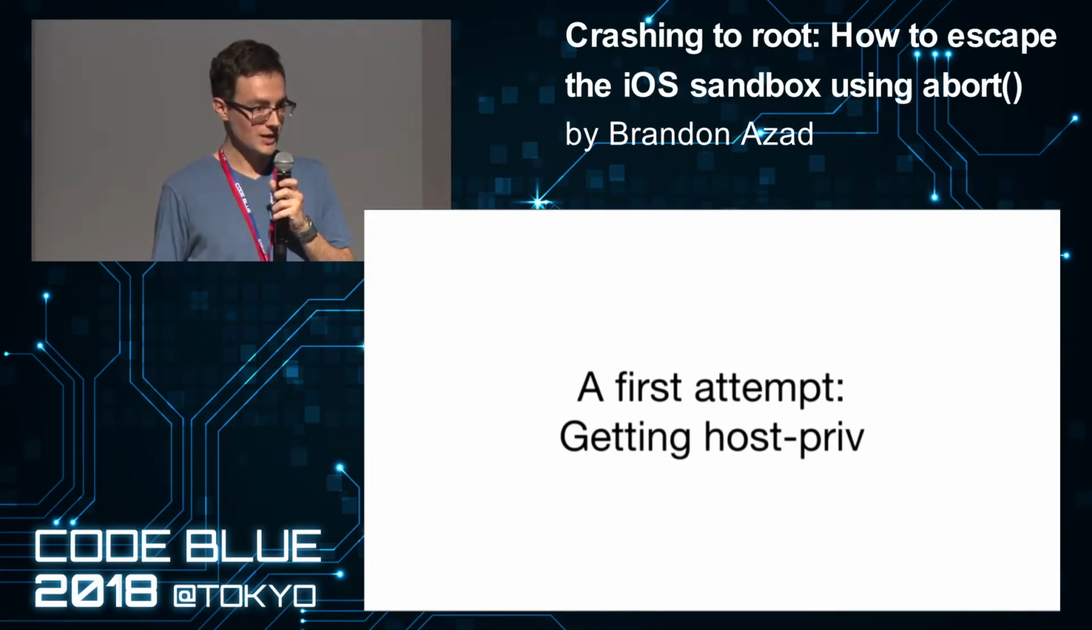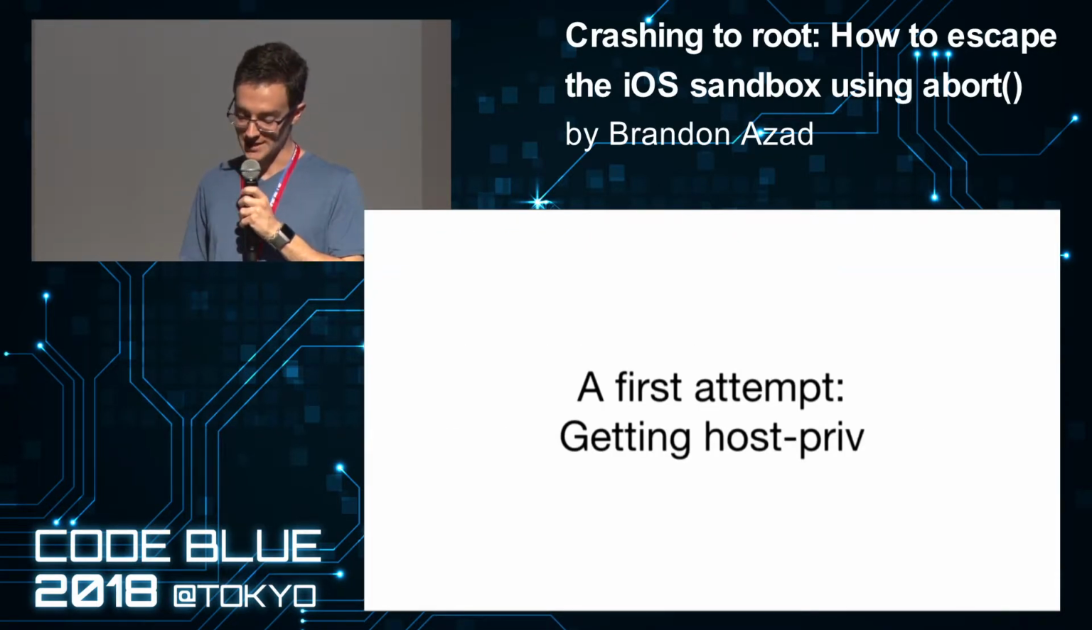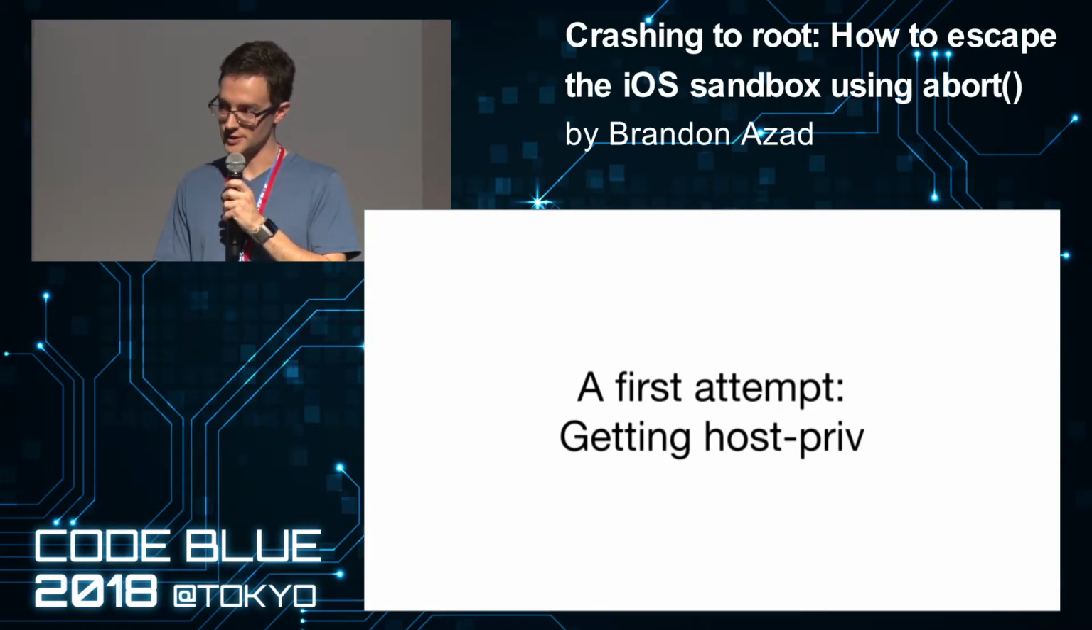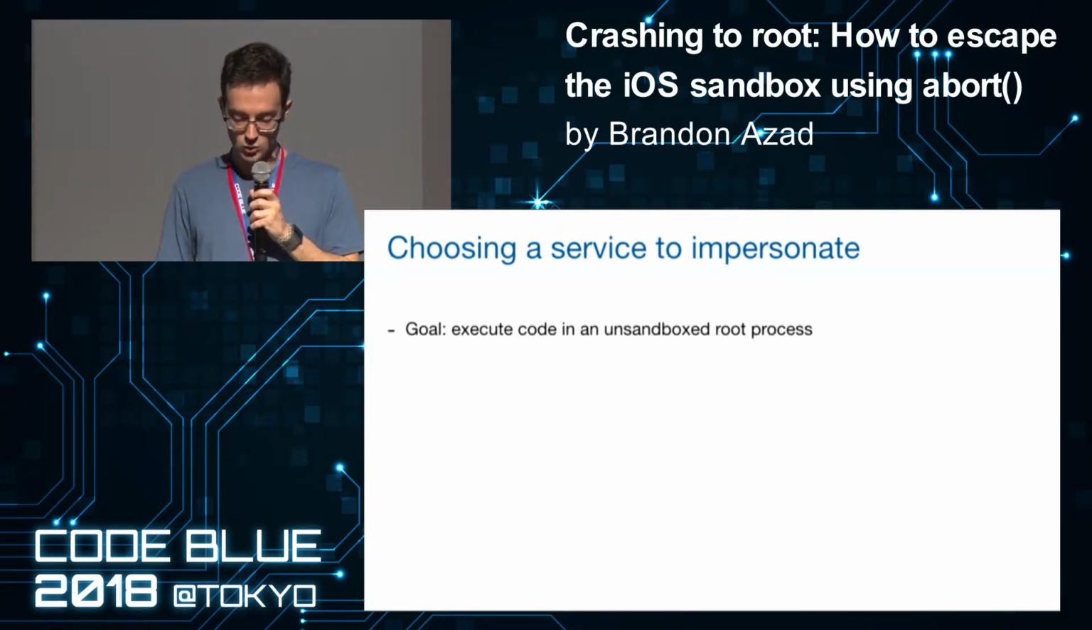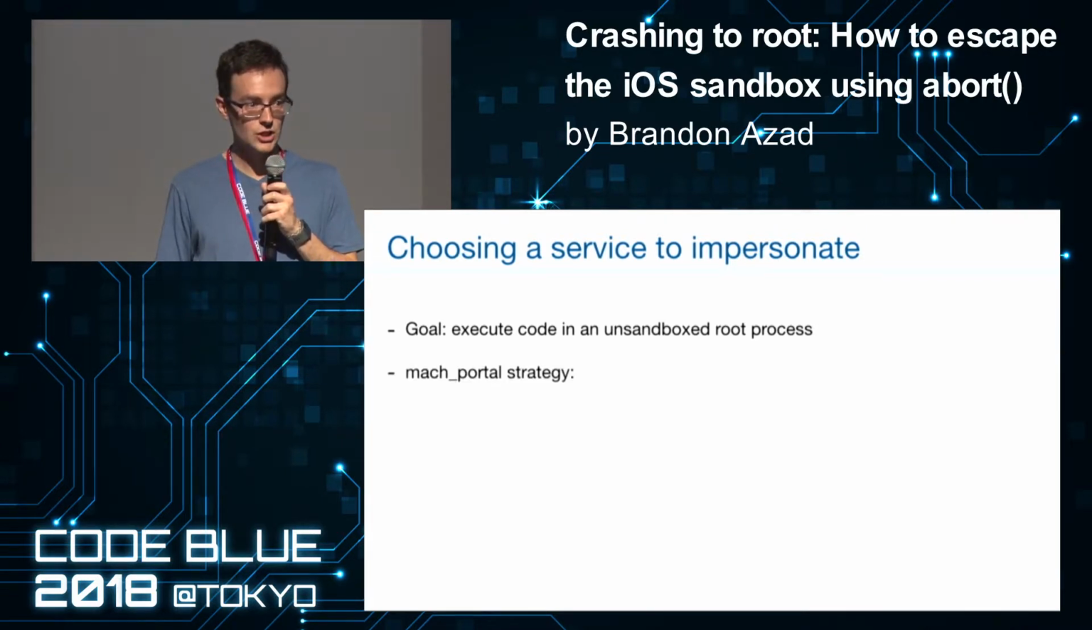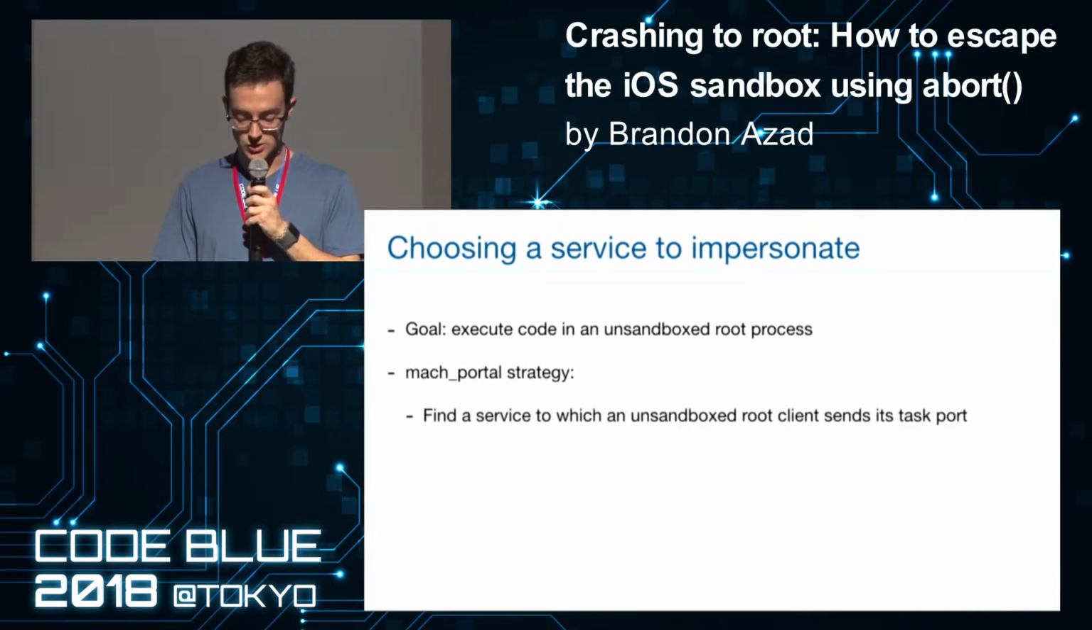So now that we can impersonate services, let's look at my first attempt to use this capability to elevate privileges. The key to using service impersonation well is in choosing the right service to impersonate. Remember, our goal is to execute code in an unsandboxed root process. Fortunately, we can look to past exploits for ideas. The Mach service impersonation technique was actually invented by Ian Beer of Project Zero as part of his Mach portal exploit. The strategy used there was to find a service to which an unsandboxed root client process would send its task port in a Mach message.